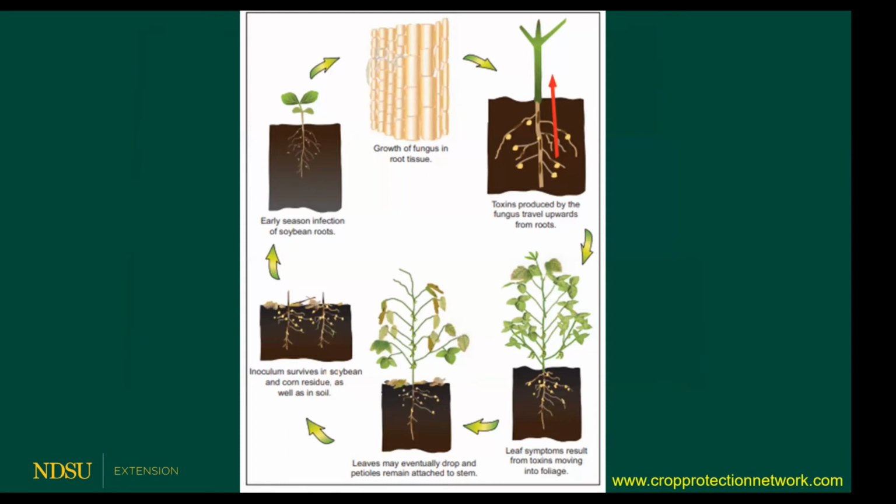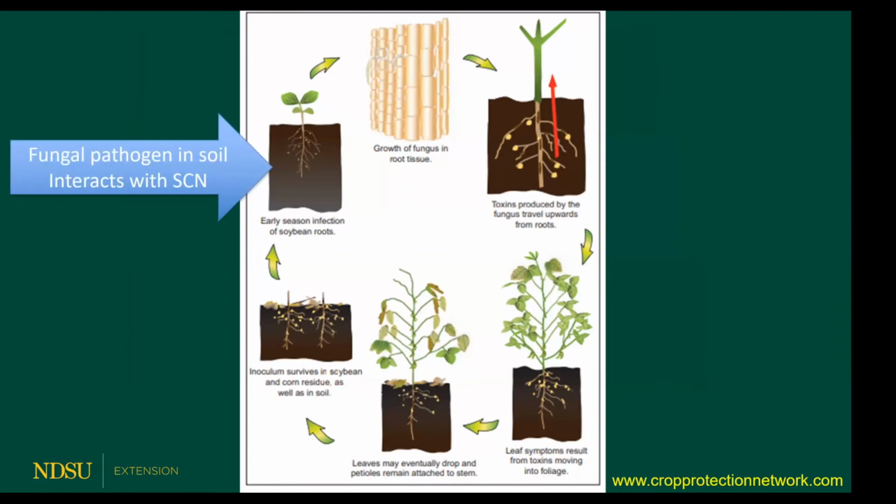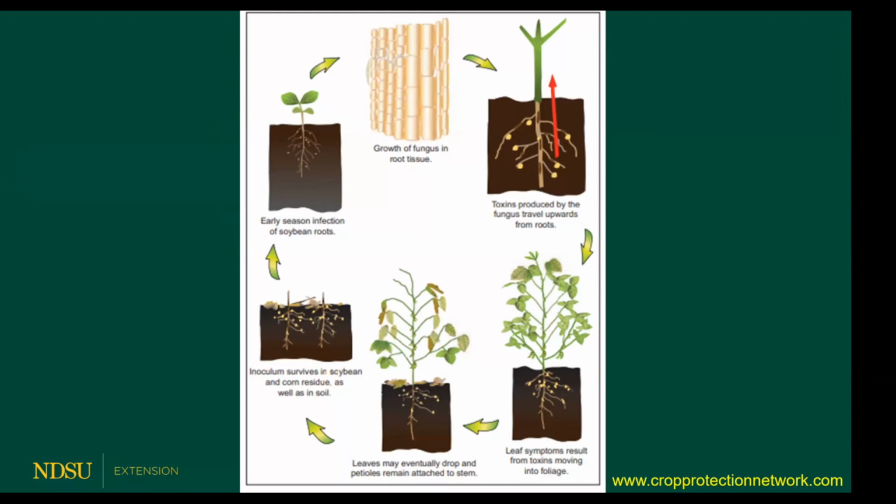Okay, a little bit about that before I show you some pictures, because this will help you think about the pathogen and what we need to help you with identification. So this is a life cycle or a disease cycle of how this thing works. So it's a fungal pathogen in the soil, and it interacts with soybean cyst nematode. You got SCN, you're going to have worse sudden death. So you get early season infection like a root rot. You get a little bit of rain on that crop, the pathogen's there, it'll infect it, create a root rot. And then it grows in the roots.